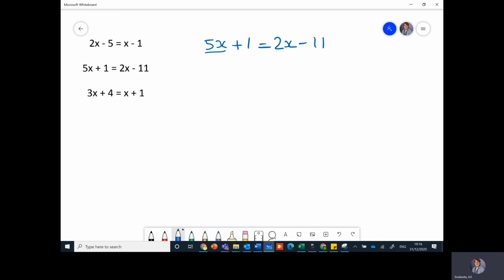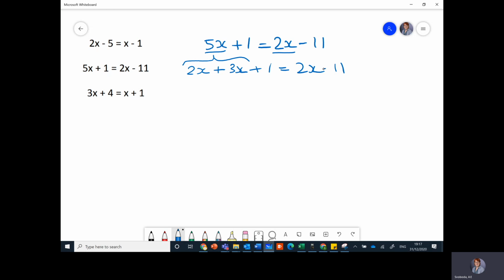So the larger amount of x is 5x. I'm going to rewrite it as the smaller amount, 2x, plus, now to make it up to 5x, I'm going to need to add 3x. So all I've done is replace the 5x by 2x plus 3x. The rest of the equation is going to stay exactly the same. Now notice we haven't actually changed anything. 5x is the same as 2x plus 3x.